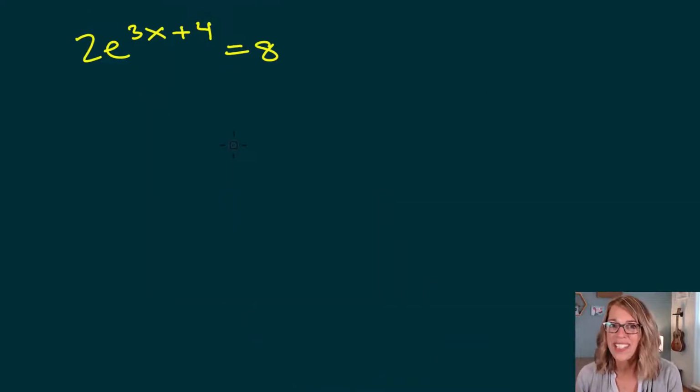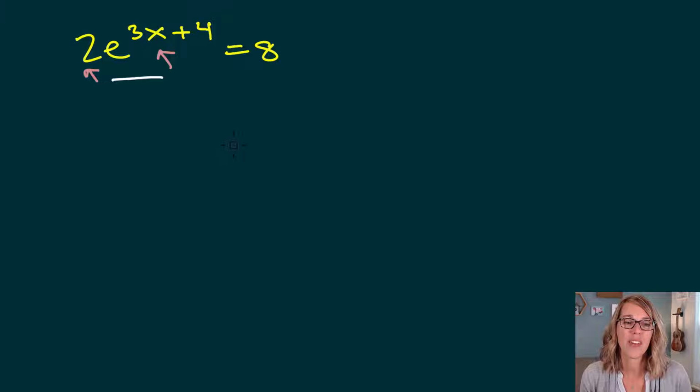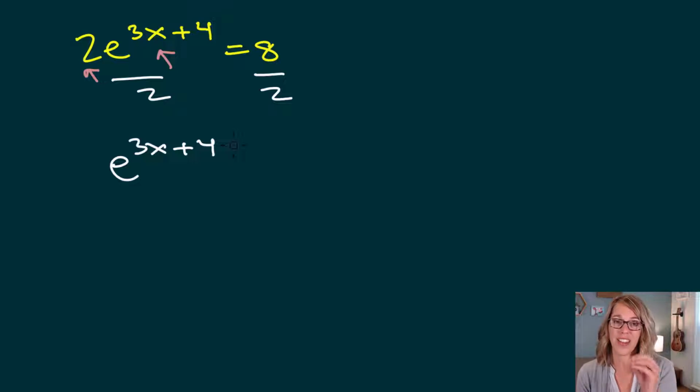This next one is really similar to the last one, but there's a couple of different changes. I do have that x in the power, so I need to use a logarithm to undo that. And I also have this 2 here out in front. The very first thing that I want to do is to divide everybody by 2. So if I divide everybody by 2 here, I end up with the e to the 3x plus 4. I've got that exponential isolated, and I have 4 on the other side.